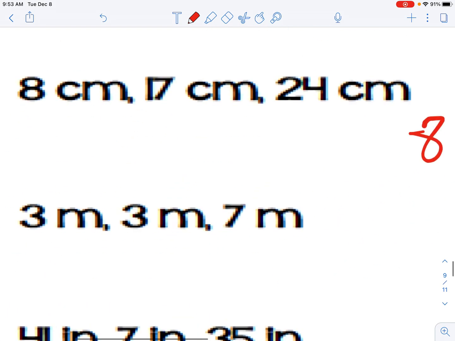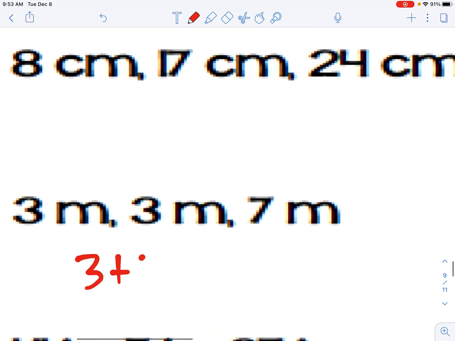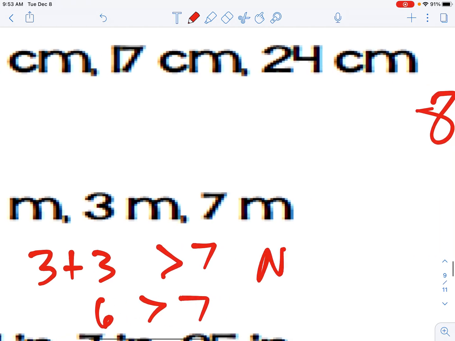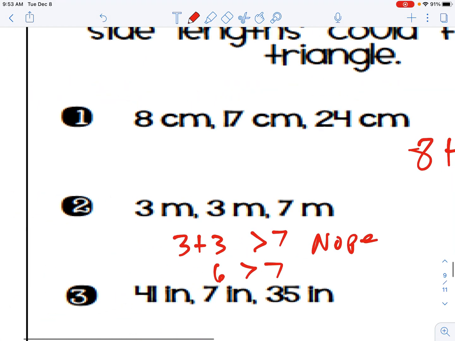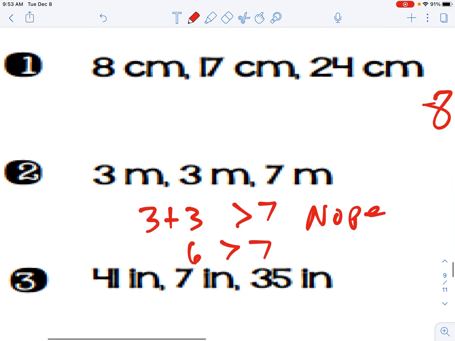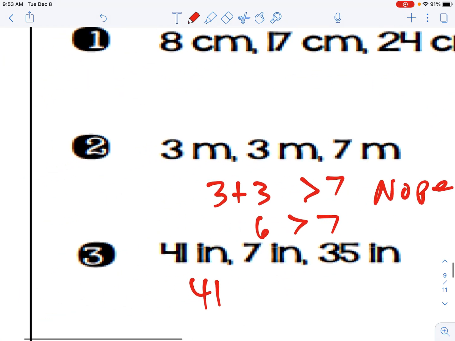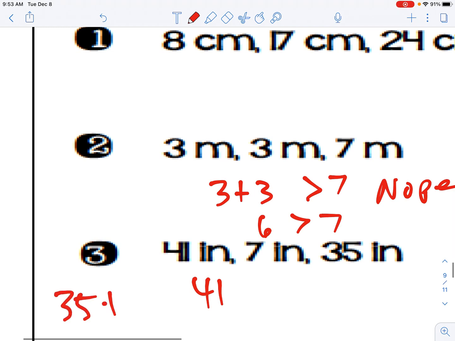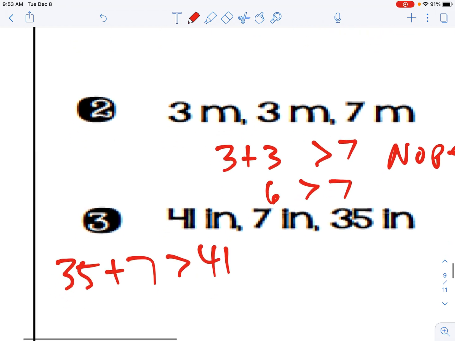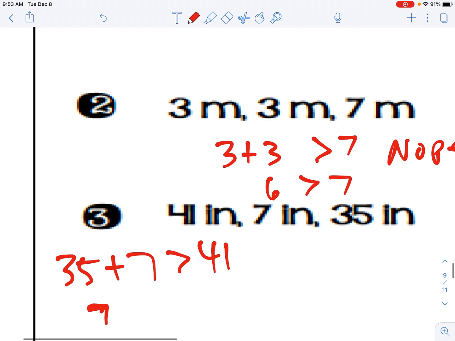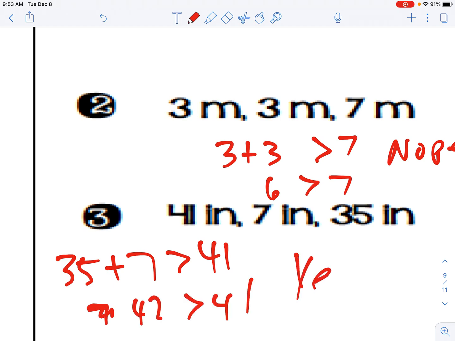All right, go to this one. Take the two smaller. 3 plus 3. Is that greater than 7? Is 6 greater than 7? Answer is no. Nope, can't be. And then 41 is the longest, so I have to do 35 plus 7. Just make sure it could be in any order. 42 is greater than 41. Answer is yes, they can be.